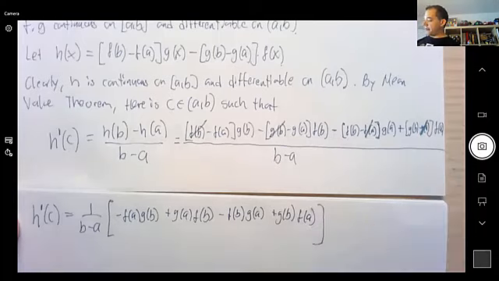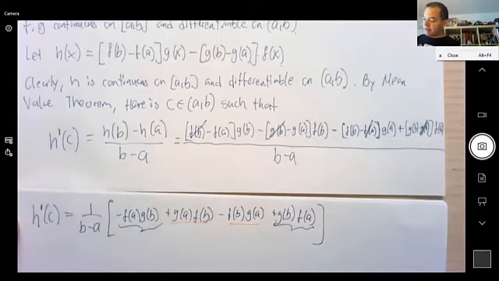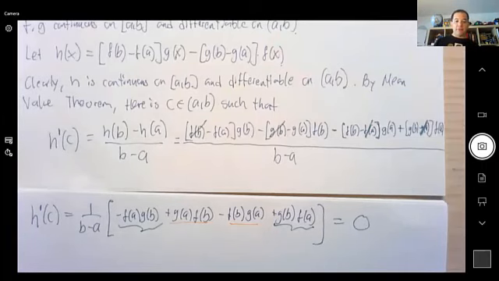And if you were anticipating it, you were right. Look at this. This one is the same as that one, and they have opposite signs. And this one is the same as this one, and they have opposite signs. So all of these give me zero. So h prime of c is zero. We found a point with zero derivative. So what is the meaning of that?